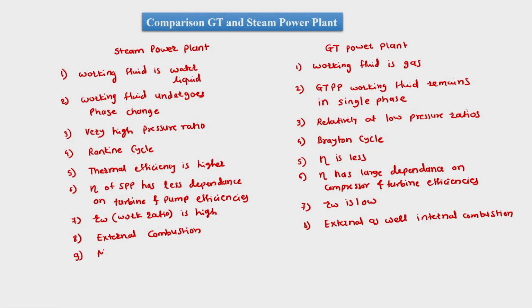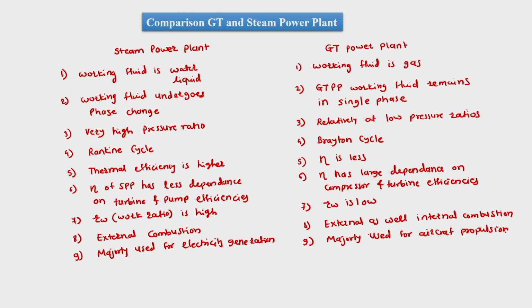Now we will see the comparison. Hence there is one more point to be noted, that this power plant, which is steam power plant, is majorly used for electricity generation, while gas turbine power plant is majorly used for aircraft propulsion. However, gas turbine power plant is also used for electricity generation, but steam power plant, which was used earlier for locomotives, is not that much economical to be used for the locomotives or transportation applications.